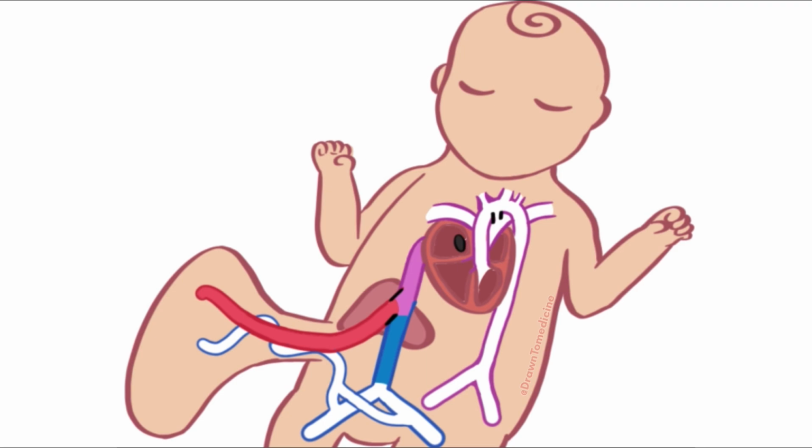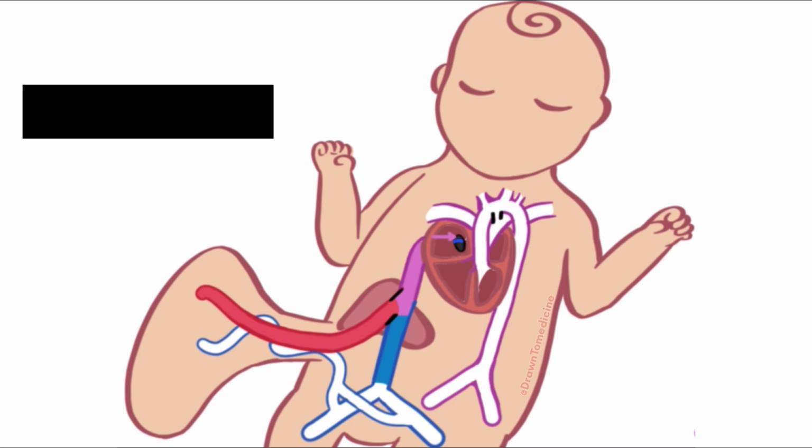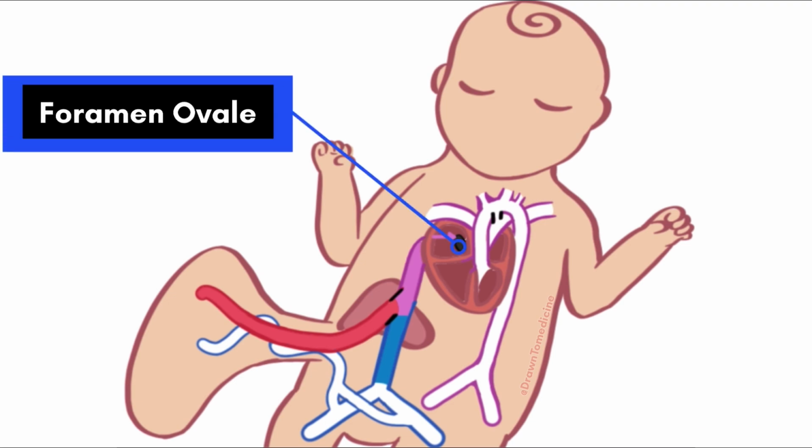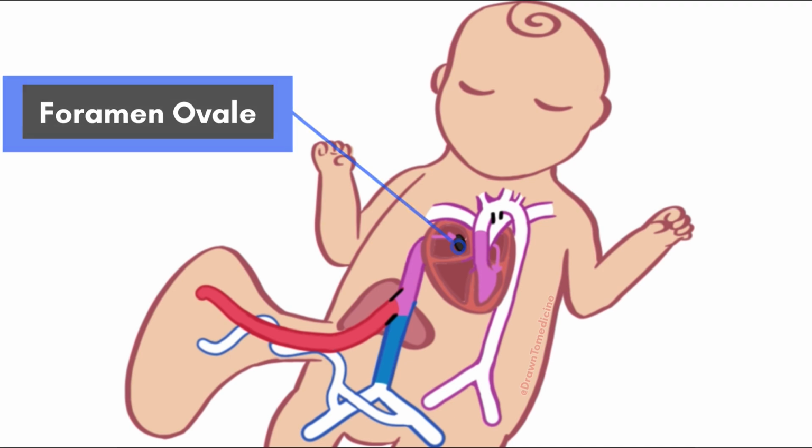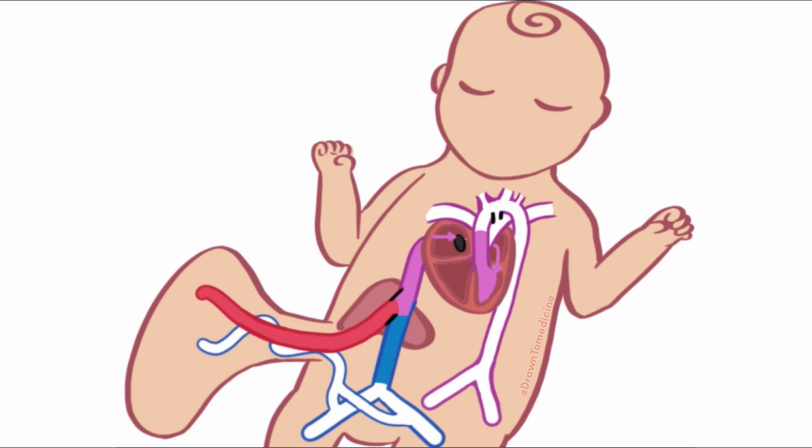For this reason, there is a hole between the atria of the fetal heart known as foramen ovale. So, most of the blood in the right atrium will make its way through the foramen ovale and go into the left atrium, and then into the left ventricle, and then into the aorta for systemic circulation. Now, there's also something that you should keep in mind, which is that although most of the blood goes through the foramen ovale, some of the blood goes into the right ventricle and then into the pulmonary artery.